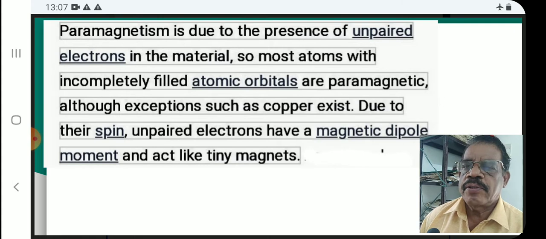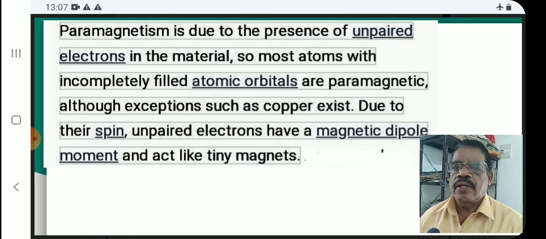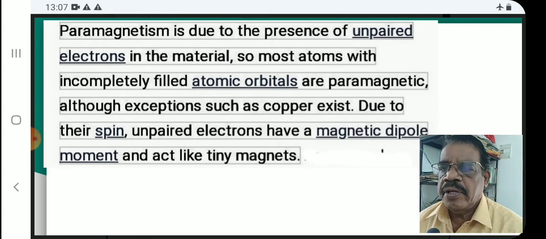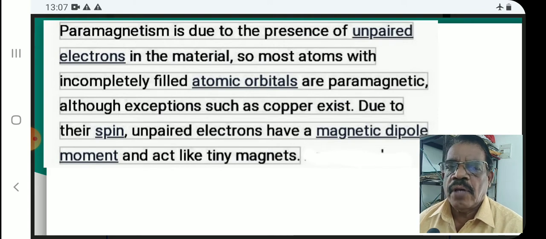Paramagnetism is due to the presence of unpaired electrons in the material. So most atoms with incompletely filled atomic orbitals are paramagnetic.